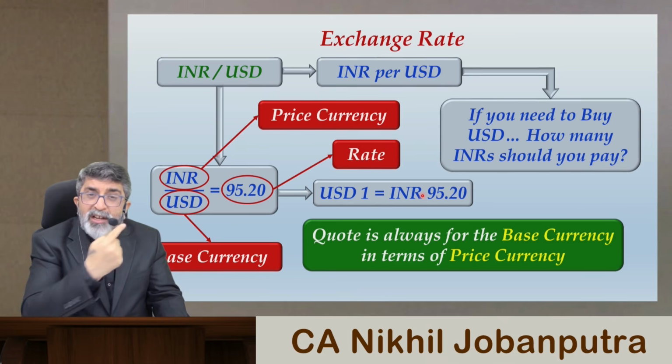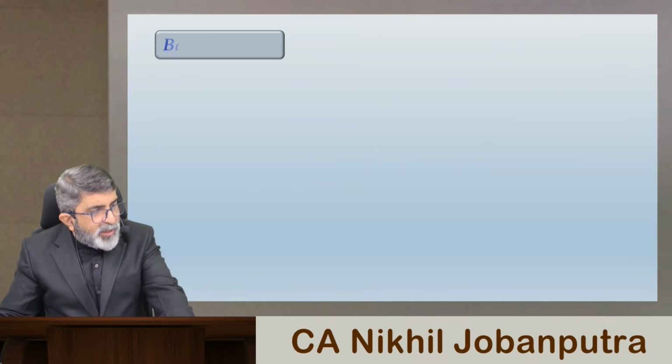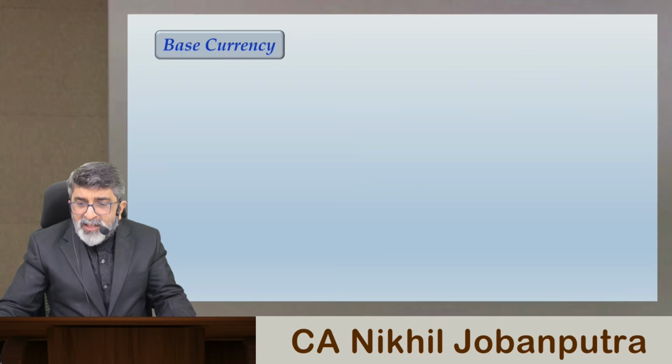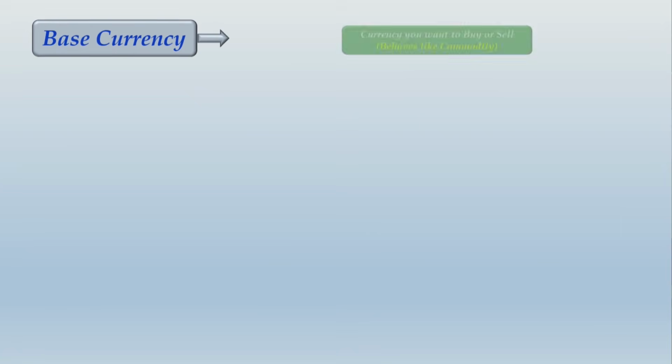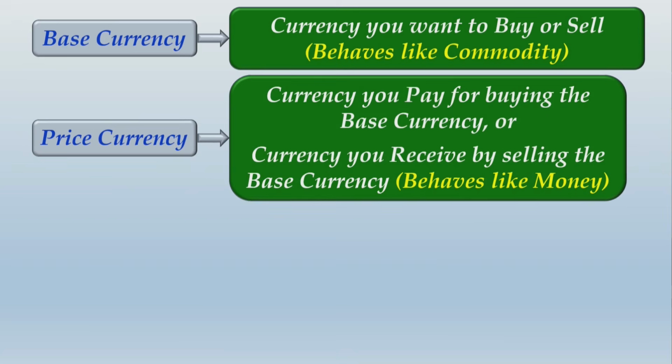So I'm sure you are clear with this explanation, and let me take you deeper into the explanation of what exactly is base currency, and let me expand the screen size for your reference. Base currency is the currency you want to buy or sell that behaves like a commodity. What is price currency? The currency you pay for buying the base currency, or the currency you receive by selling the base currency. So price currency behaves like money and base currency behaves like a commodity.